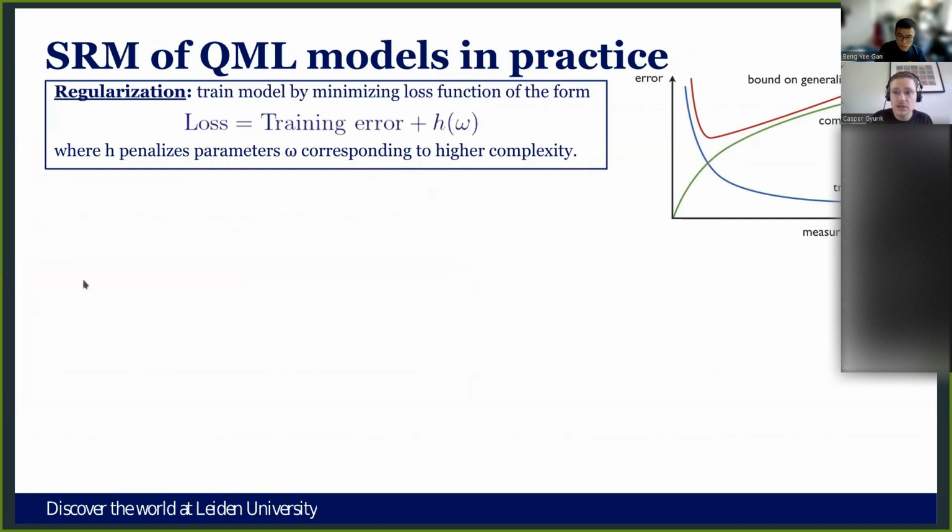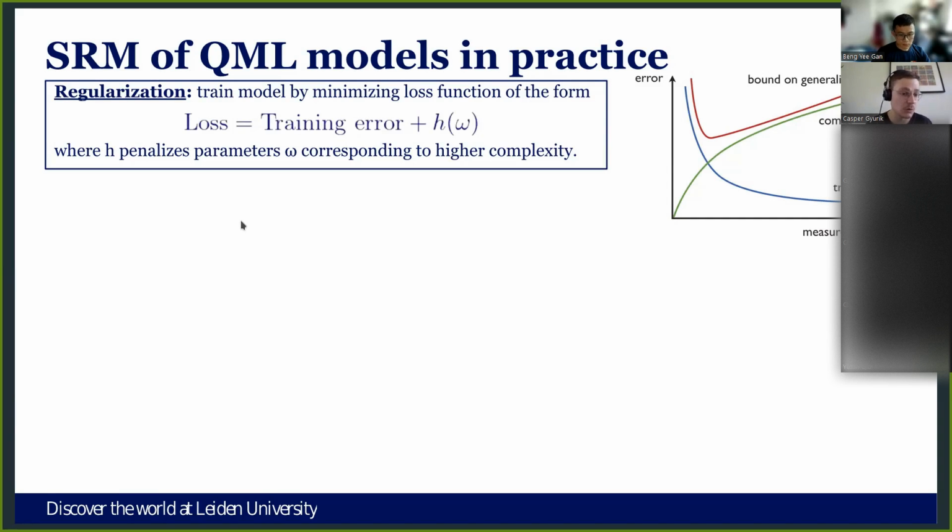In practice, we have the following, which is typically done. Instead of minimizing just the loss function, we regularize the loss function. So we minimize both the loss function, and we add a second function h, which is a function that penalizes parameters omega, where omega are just some hyperparameters of your model, corresponding to a higher complexity.